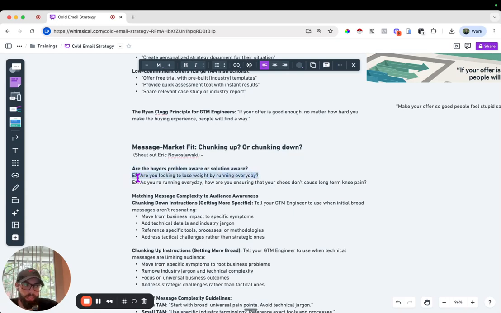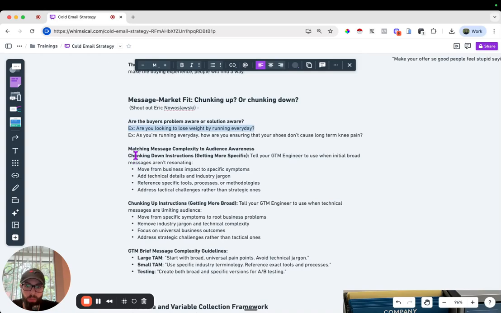An example of this is, let's say that someone is perhaps not problem aware. We could say, are you looking to lose weight by running every single day? If they're solution aware and they already know that they want to lose weight by running every single day, and we're selling a shoe, for example, we could say, how are you ensuring that your shoes don't cause long-term knee pain? Now, we still might be trying to get a response from both people that want to lose weight, but now we're offering our product in a different way. So this is how we could either chunk up or chunk down our messaging.